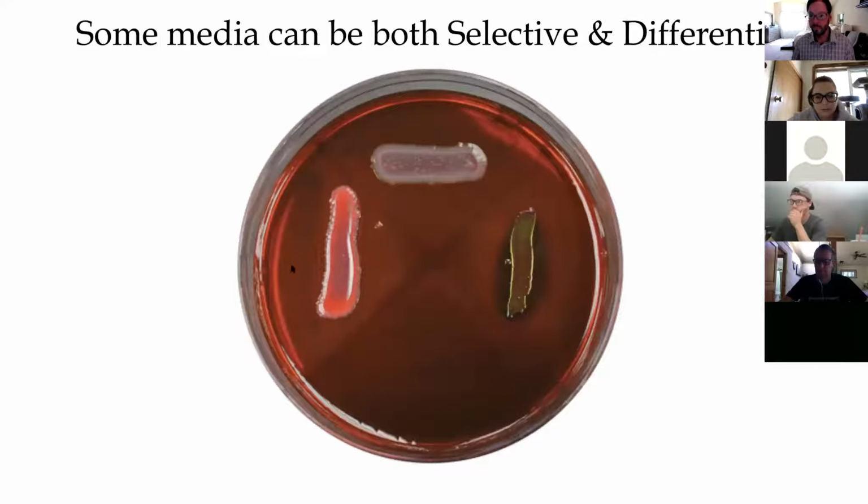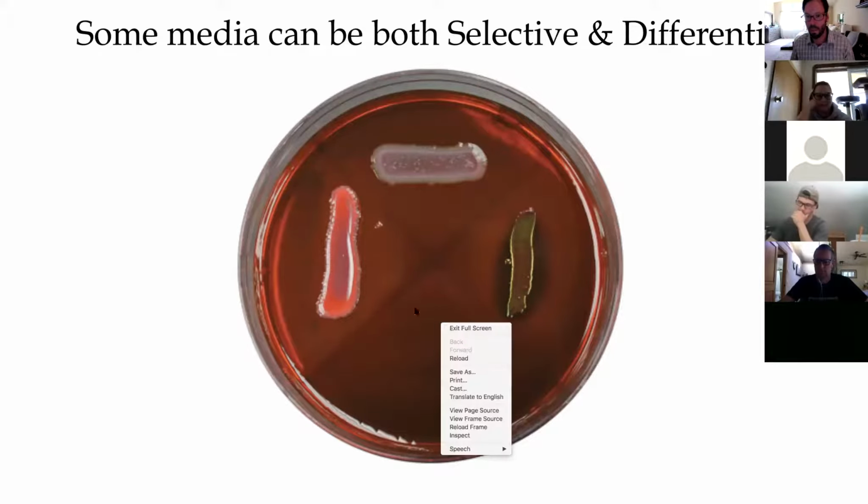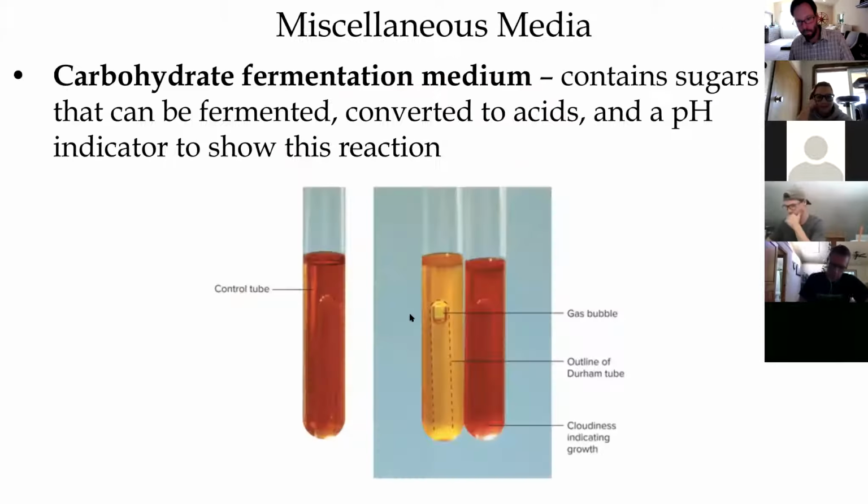Okay. And so again, this is differential based on the color, also selective because some things don't grow at all. Last slide. There's other media that can tell us whether or not the bacteria does certain types of fermentation.